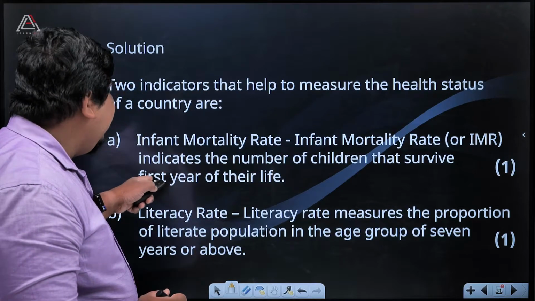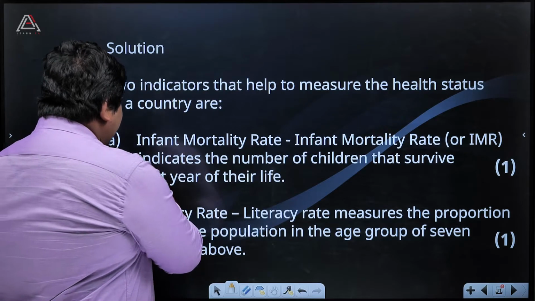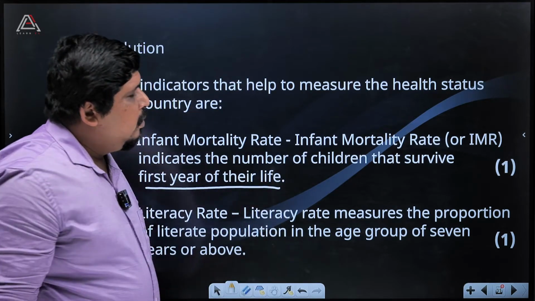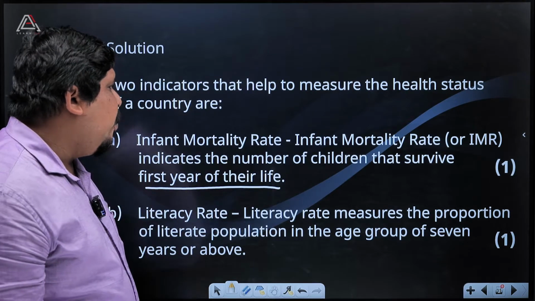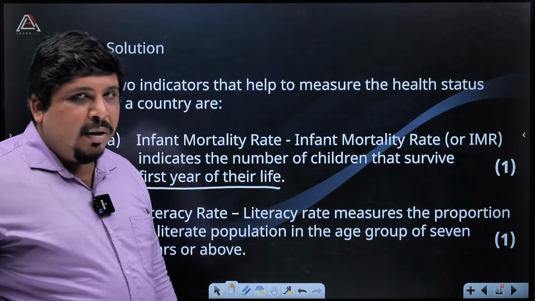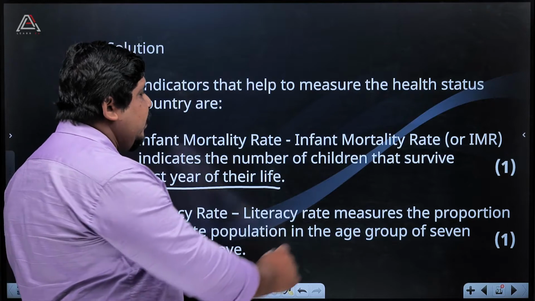Infant mortality rate indicates the number of children that survive the first year of their life. That is infant mortality rate: the number of children who survive the first year of their life. If you write that, you will get 1 mark.